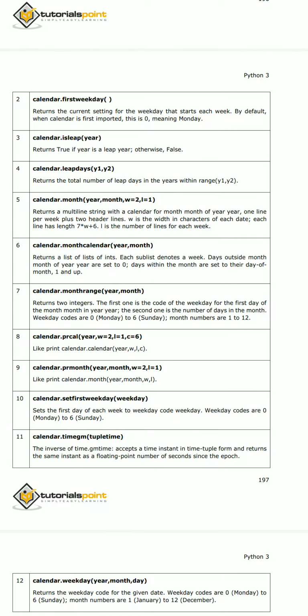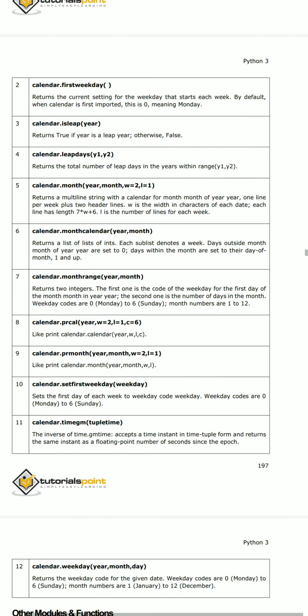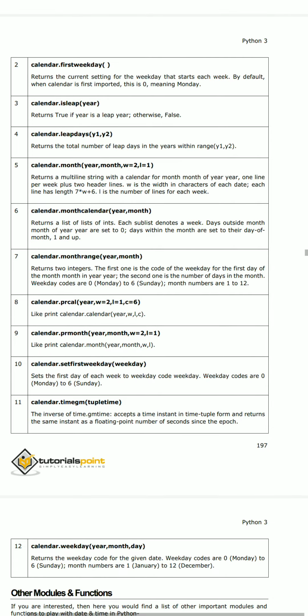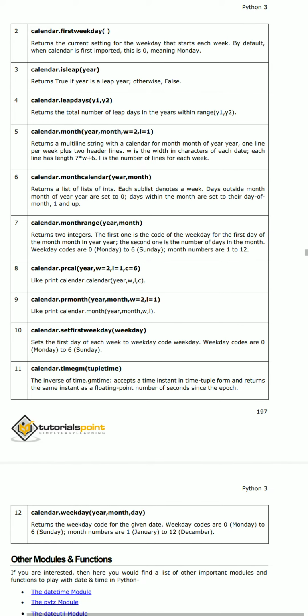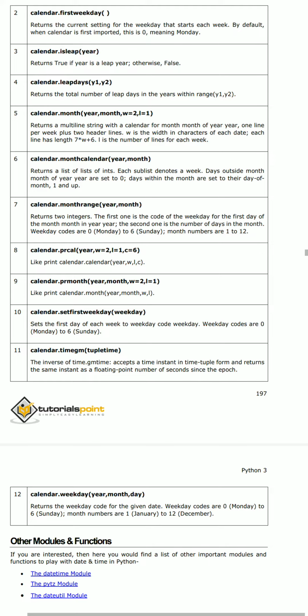Next one is calendar.isleap. It returns true if the year is a leap year, otherwise false. Next method is leapdays. It returns the total number of leap days in the years within the range.